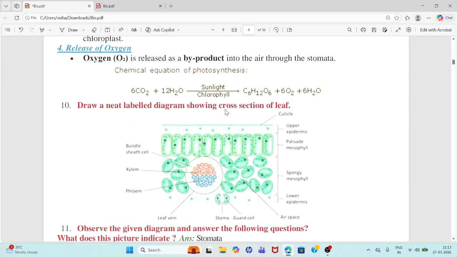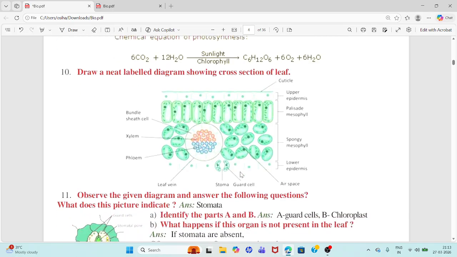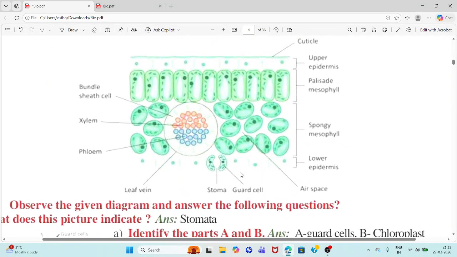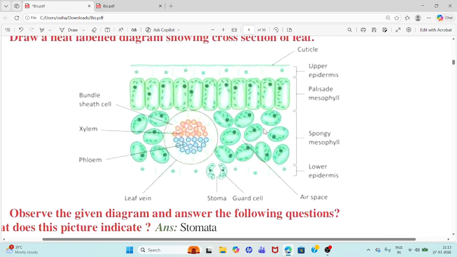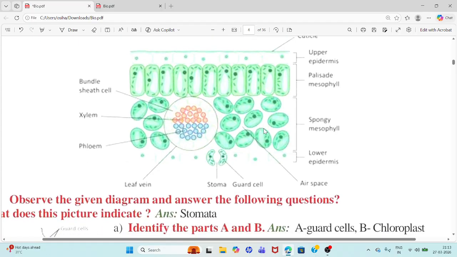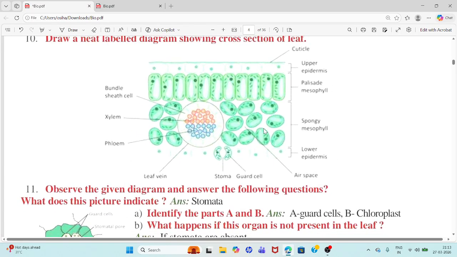10th question. Draw a neat labelled diagram showing a cross section of a leaf. So practice this diagram. Practice labeling also when you are practicing the diagram. So labeling is also important.